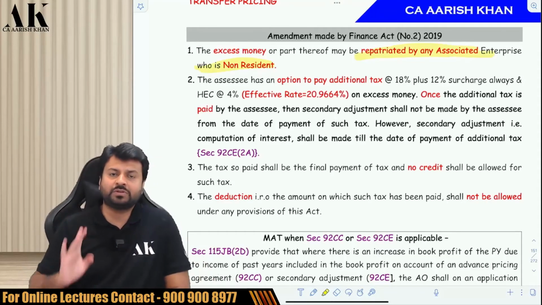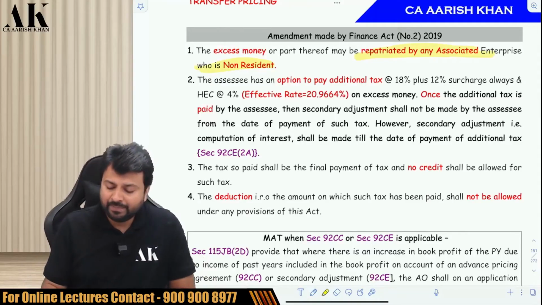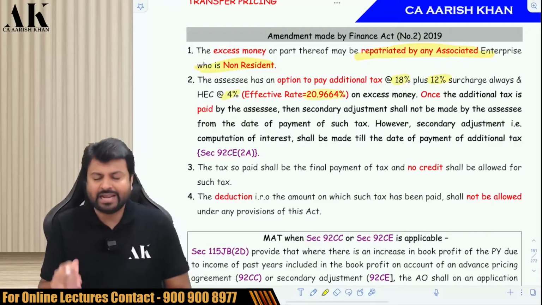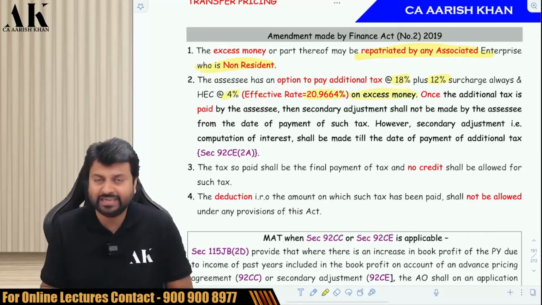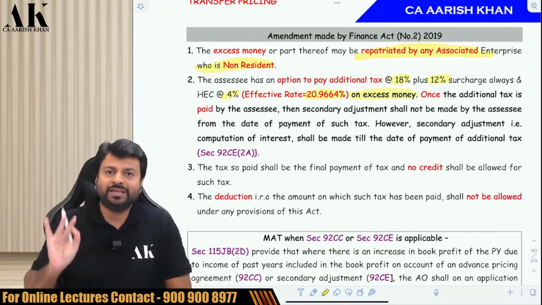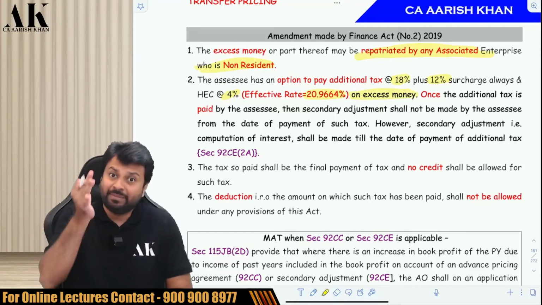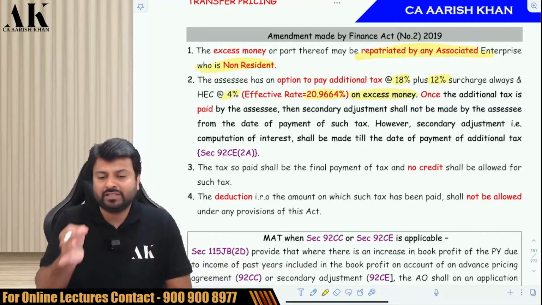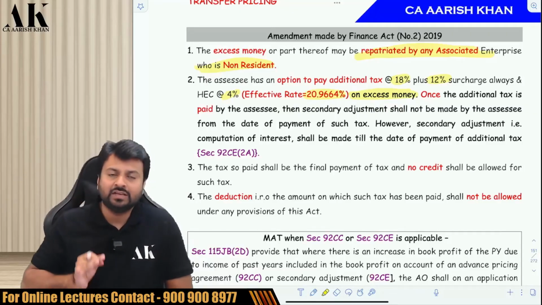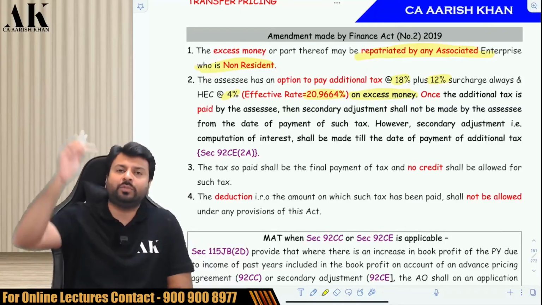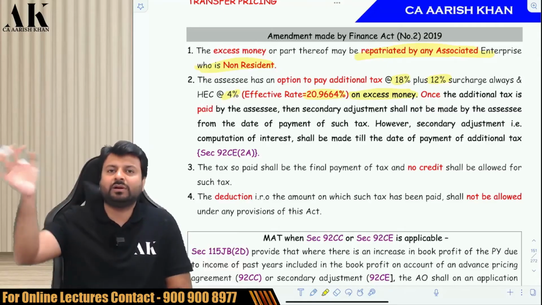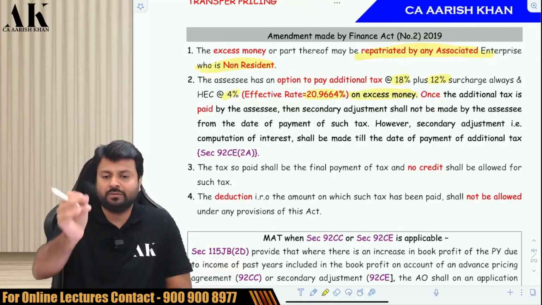Yes, there is one option which the government is giving. Government is saying pay 18% tax, 12% surcharge, 4% cess, that is 20.9664% tax on the excess money once and for all. And once you pay that, after that, on that transaction, we will not charge you any interest. But till the date of payment of this optional tax, we will charge you interest. So, for example, in the next year, in the month of October, you decide to pay this tax. So, from October onwards, you will not be charged with interest. But till September, you will be charged with interest.